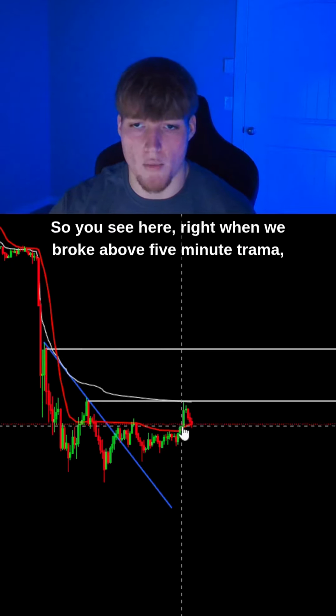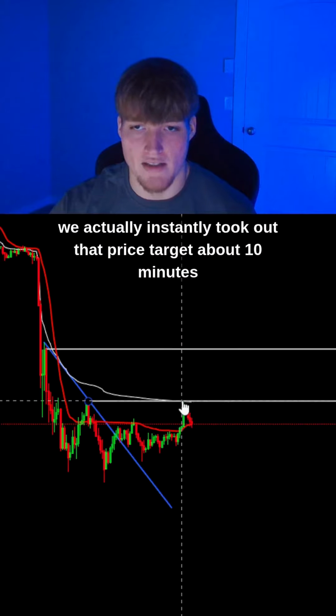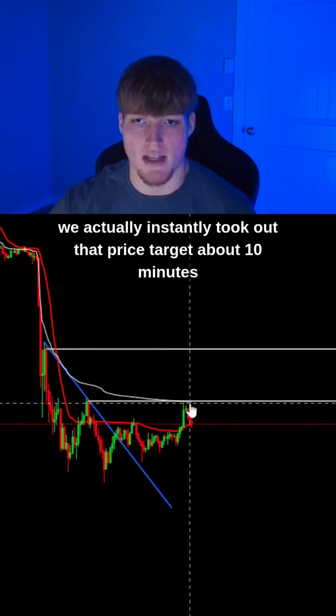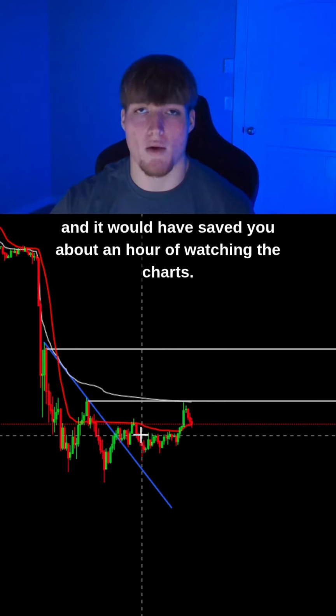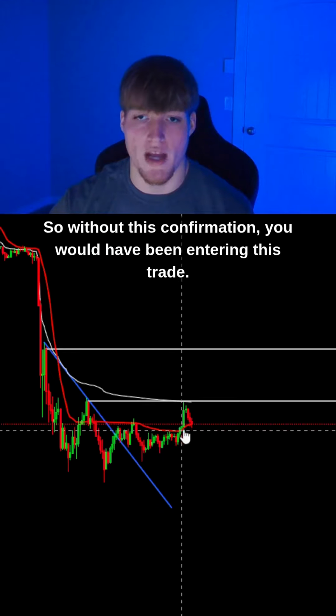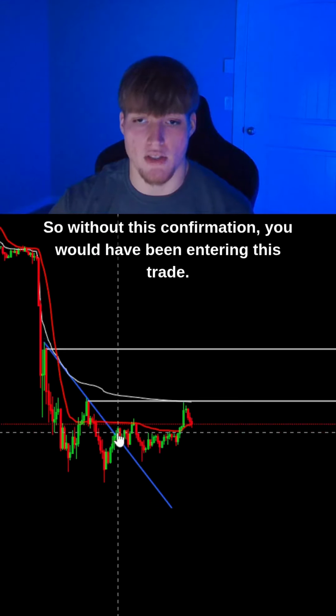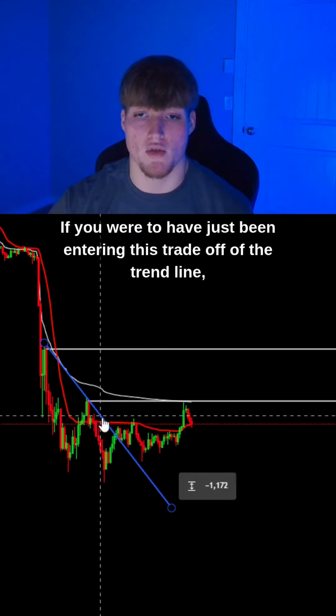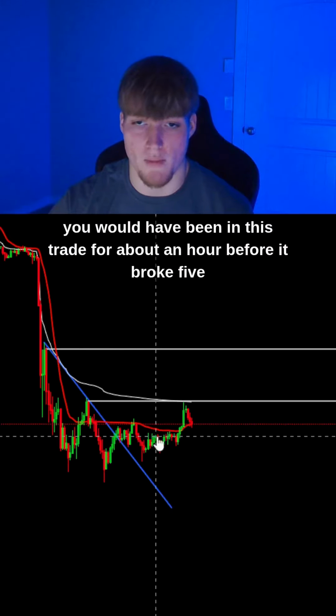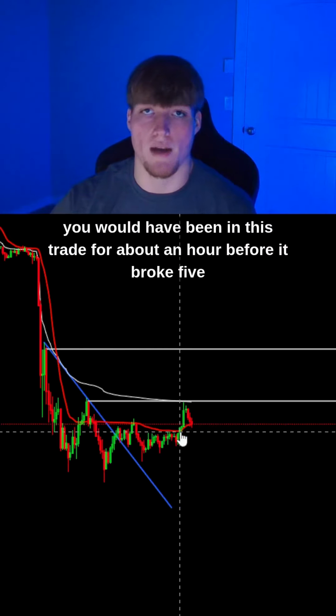So you see here, right when we broke above 5-minute trauma, we actually instantly took out that price target about 10 minutes later, and it would have saved you about an hour of watching the charts. So without this confirmation, you would have been entering this trade. If you were to have just been entering this trade off of the trend line, you would have been in this trade for about an hour before it broke 5-minute trauma.